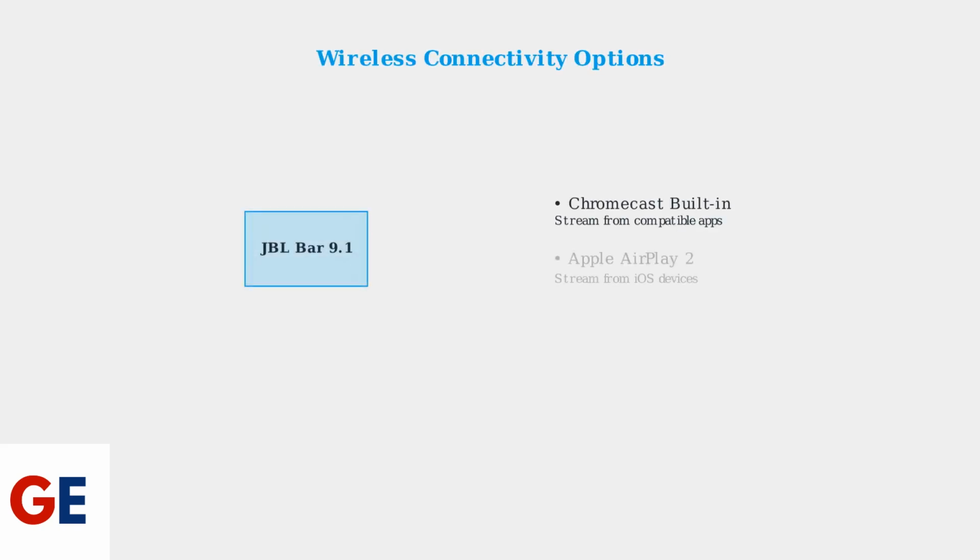The JBL Bar 9.1 offers three main wireless connectivity options. Chromecast built-in allows streaming from compatible apps, Apple AirPlay 2 enables streaming from iOS devices, and Bluetooth 4.2 provides direct device pairing for music playback.